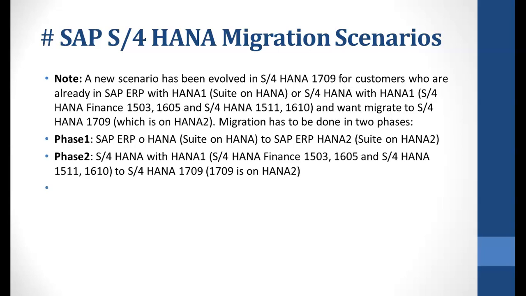Phase 1 would be SAP ERP to HANA, that is Suite on HANA, or SAP ERP to Suite on HANA 2. So we are directly moving SAP ERP to SAP HANA 2. That's the first scenario. And the second scenario would be in two parts: first we move from SAP ERP to HANA 1.0, and from HANA 1.0 to HANA 2.0. That's 1709. So there are two phases here.